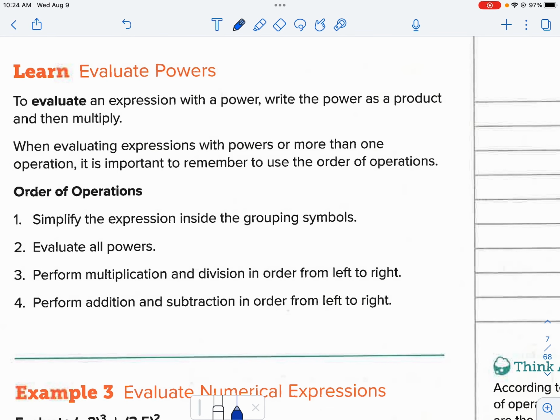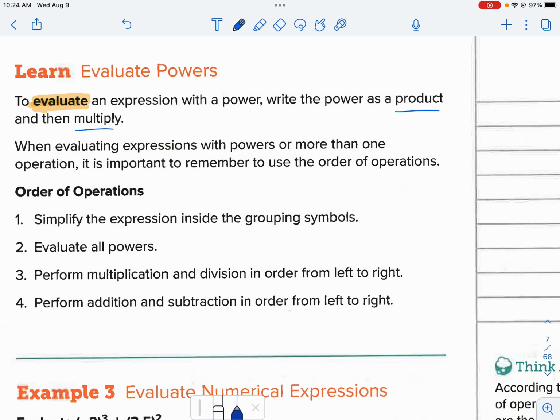To evaluate. Some of you are like, evaluate. That means that you get an answer, boys and girls. It's just one answer. So 2 squared is 4. So write the power as a product. So we're going to do that first and then multiply.